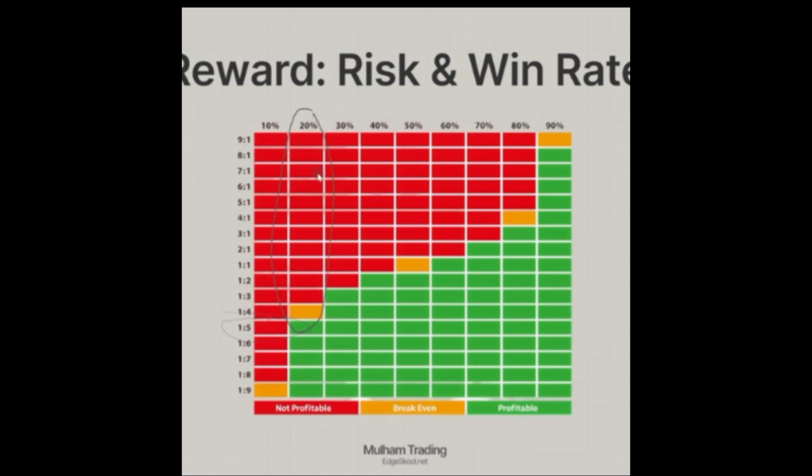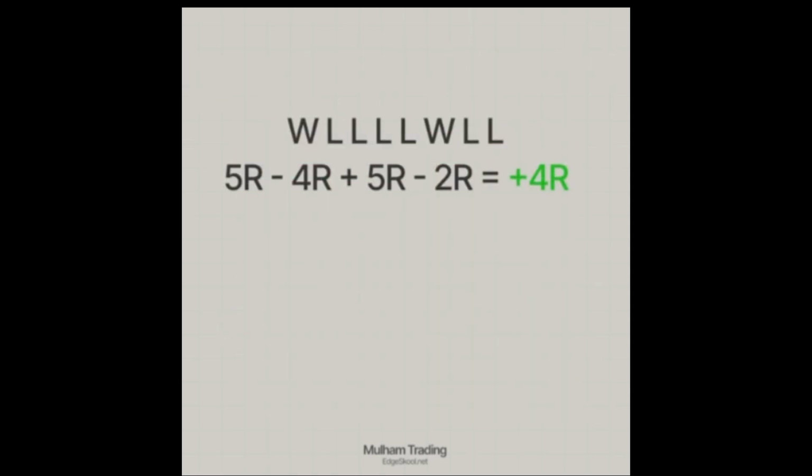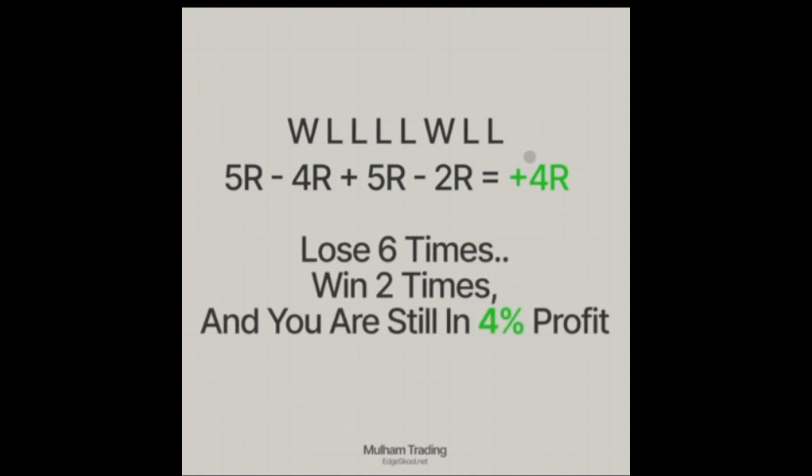20% win rate in order to make money. So let's say we have a winner, loser, loser, loser, so 4 losers, and then a winner, and then 2 losers. That's going to equal to what? 5 reward to risk from this one if you're focusing on 5 to 1 here, and then 4 losers here, minus 4R, a winner, so that is 5R, 2 losers, that's minus 2R, and that's going to equal to plus 4R at the end. So notice how you lost how many times? You actually lost 6 times, and you won 2 times, and you are still in 4% profit if you're risking 1% here.